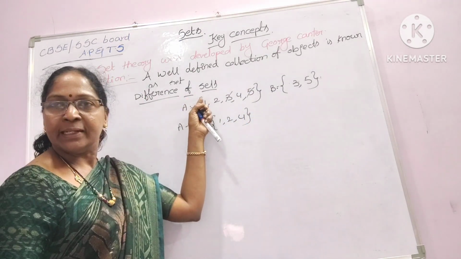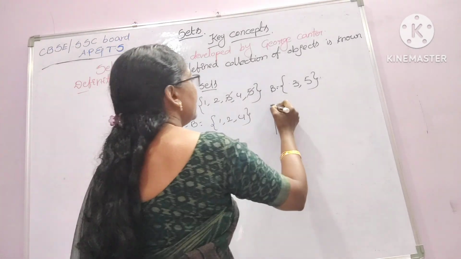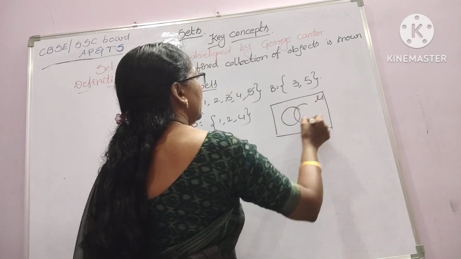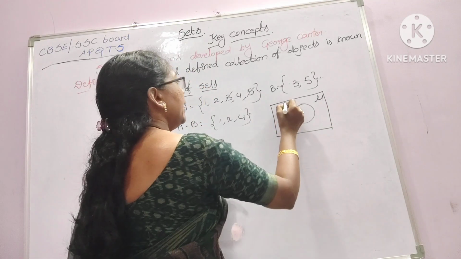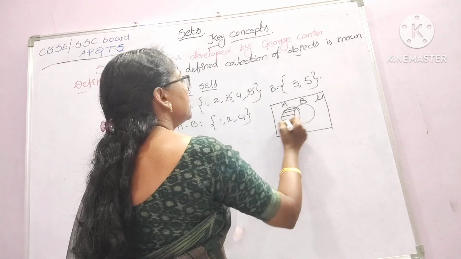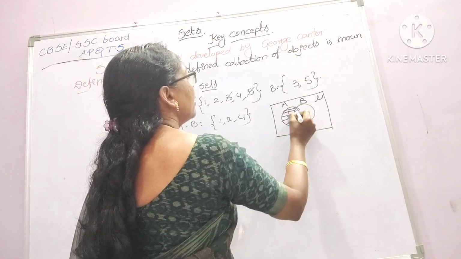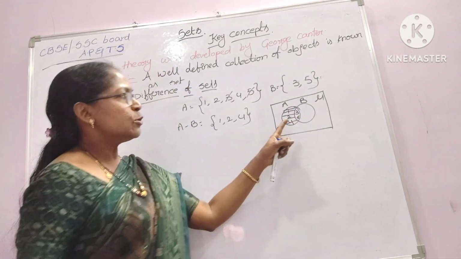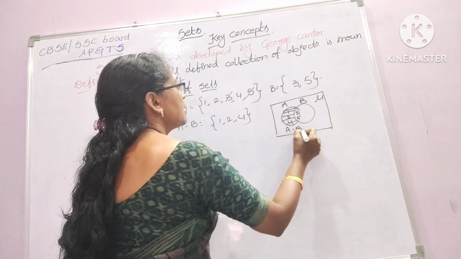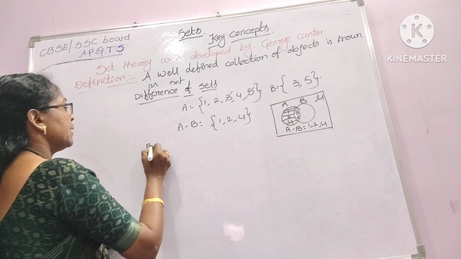The elements in this set belong to A only, not B. Again draw the universal set and A and B here. In this A and B, you represent like this. What are the elements? 1, 2, 4 you write down, and 3 and 5, the common elements, just leave. So the shaded part is nothing but A minus B, where A minus B equal to 1, 2, 4.